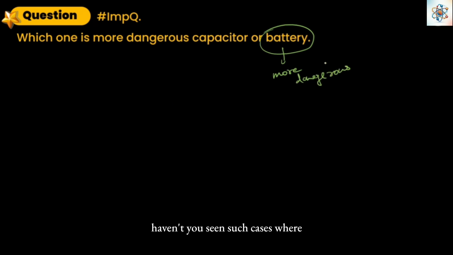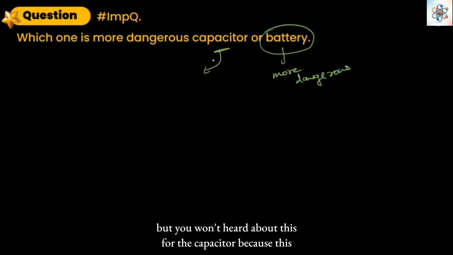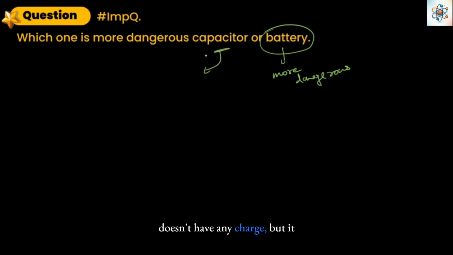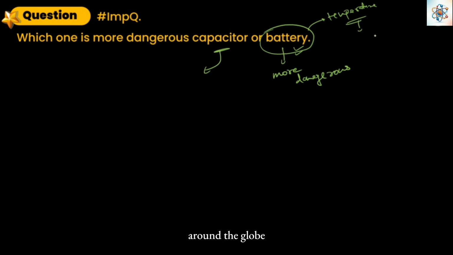Haven't you seen such cases where an electric car just explodes or it just got burned, or the battery present in it exploded? But you won't hear about this for the capacitor, because it doesn't have any charge, but it can store it. So batteries are more dangerous. There are so many factors on which the batteries depend. What is the safe zone of it? Temperature is the major factor, and that major factor is the reason for so many mishaps around the globe.